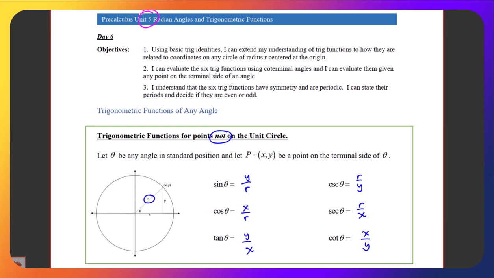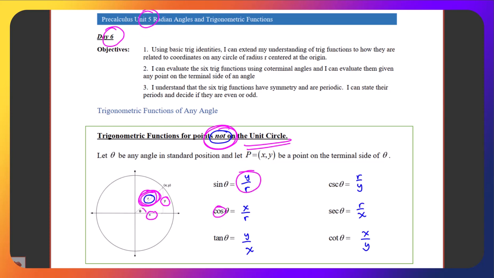Unit 5, Day 6. In many ways, this lesson is review. You will just see a few small differences from what you already know. First of all, we are not going to be on the unit circle, so the hypotenuse or radius is not 1 anymore, but some general r. But things don't change. Sine is still opposite over hypotenuse.